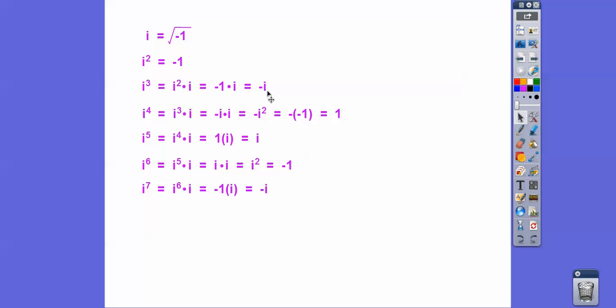Look, that's the same as before. i to the eighth is probably going to come out to 1. i to the eighth is i to the seventh times i, and i to the seventh is negative i, so negative i times i is negative i squared, and since i squared is negative 1, we have negative negative 1, which is 1. Look, it's following a pattern of 4. Let's do one more, i to the ninth. i to the ninth is i to the eighth times i, and i to the eighth is 1, so we get 1 times i, which is just i.